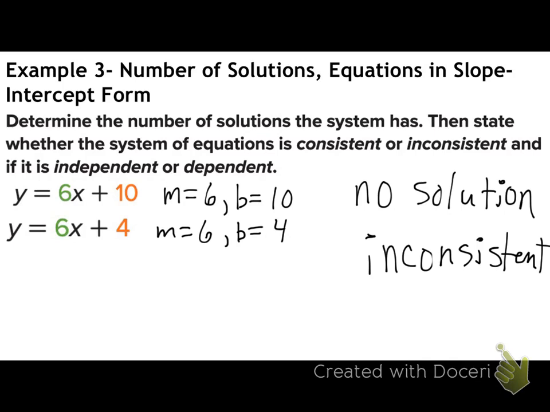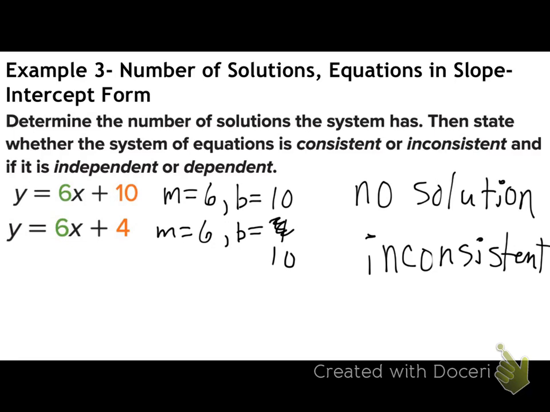Did we see how we processed through that? Okay. Let's say we got same slope, same y-intercept. What type of lines were these? If they have the same slope and same y-intercept, it's the same exact line. How many solutions would those have? Infinitely many. That would be consistent, and that would be dependent.